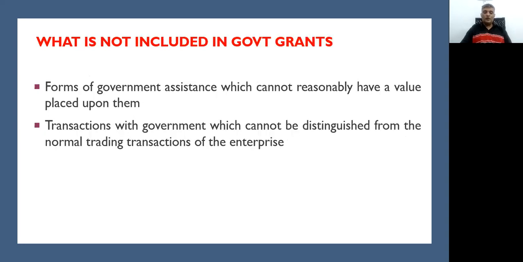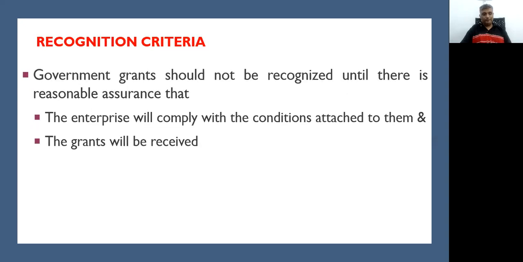Now, what is not included in the government grants? That is important. The forms of government assistance which cannot reasonably have a value placed on them. That is one. And transactions with government which cannot be distinguished from the normal trading transactions of the enterprise. So if you are dealing with a third party, and you have the same terms and conditions with the government also, then we can say that there is no kind of government assistance there, right? So there is no government grant, especially when the terms and conditions are the same, both for private third parties as well as for the government. There is no question of government grant there.